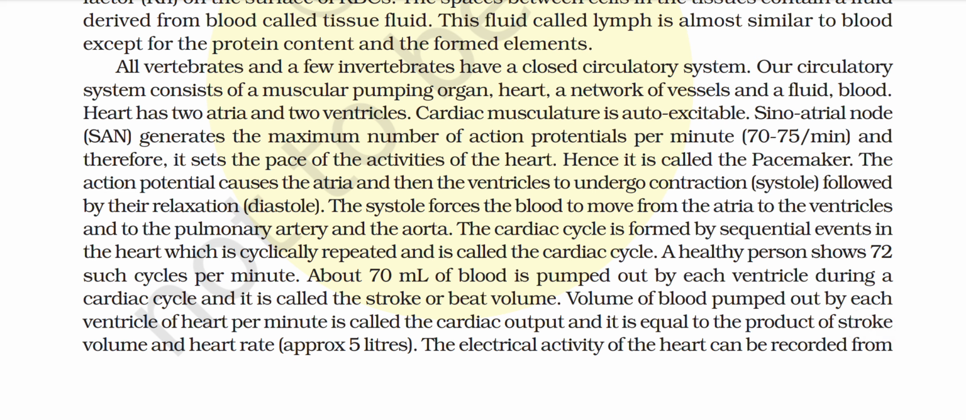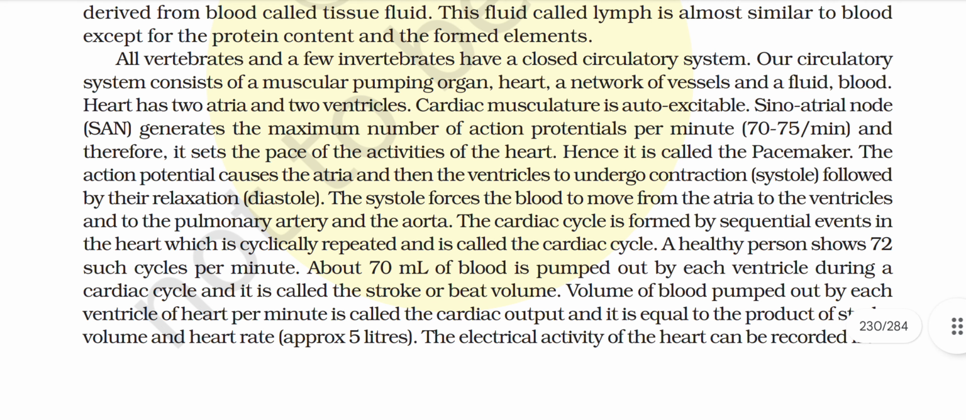All the vertebrates and the few invertebrates have a closed circulatory system. Our circulatory system consists of a muscular pumping organ, the heart, a network of vessels, and a fluid, blood. And the heart has two atria and two ventricles.